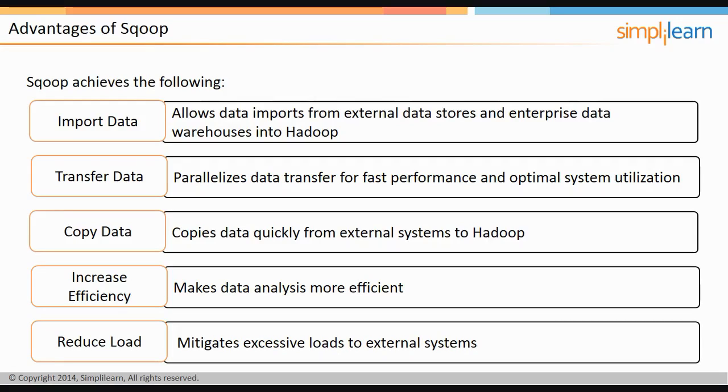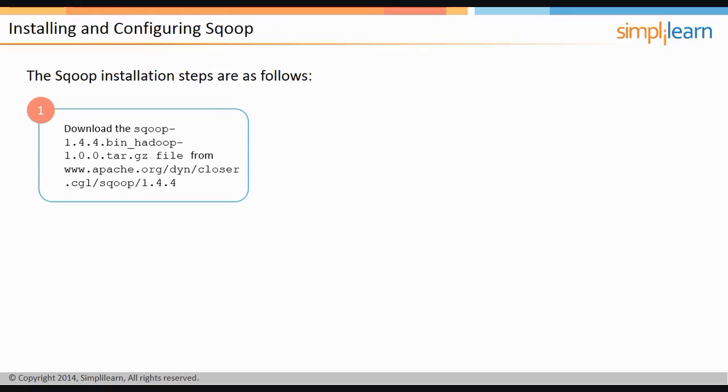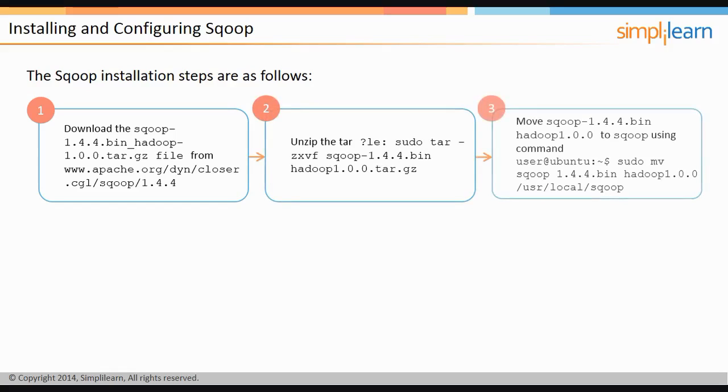In the next couple of screens, we will look into installation and configuration of Sqoop. 1. Download the sqoop-1.4.4.bin_hadoop-1.0.0.tar.gz file from www.apache.org/dyn/closer.cgi/sqoop/1.4.4. 2. Unzip the tar file using the command shown on the screen. 3. Move sqoop-1.4.4.bin_hadoop-1.0.0 to sqoop using the command shown on the screen.